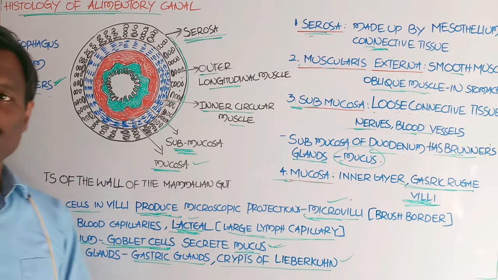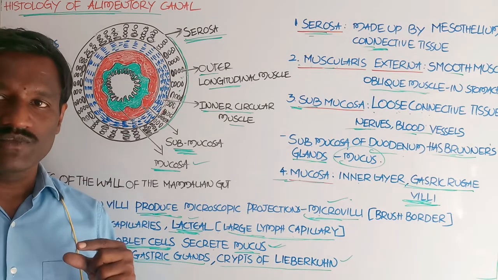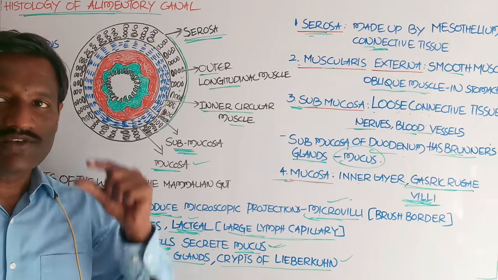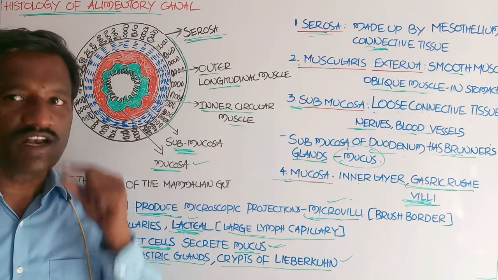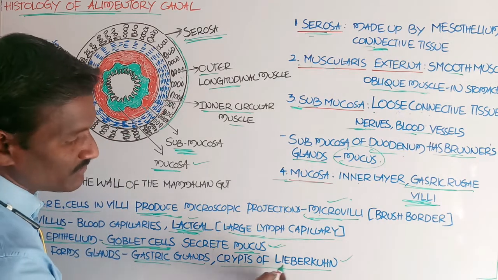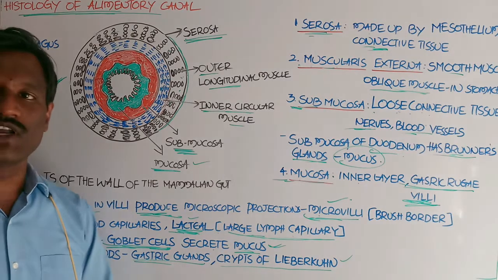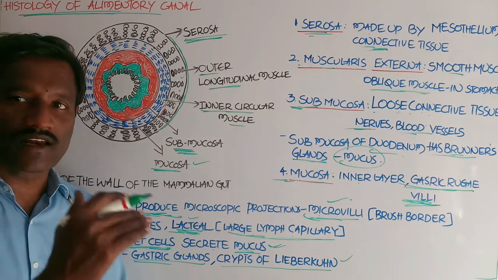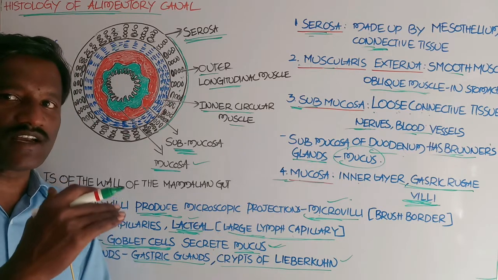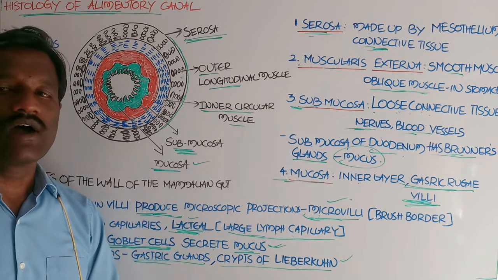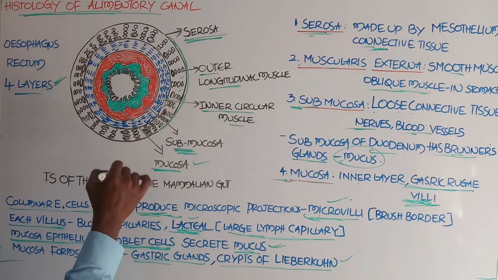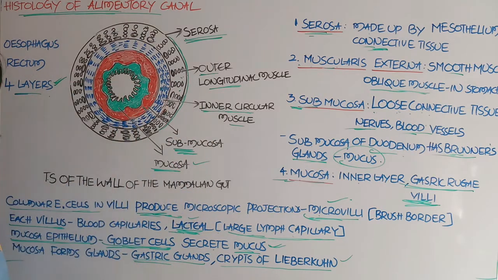Okay, the mucosa in the small intestine shows the villi, and at the base of the villi are the crypts of Lieberkühn. The crypts of Lieberkühn are also considered intestinal glands, which secrete intestinal juice into the lumen of the small intestine. Okay students, this is about the histology of the alimentary canal.